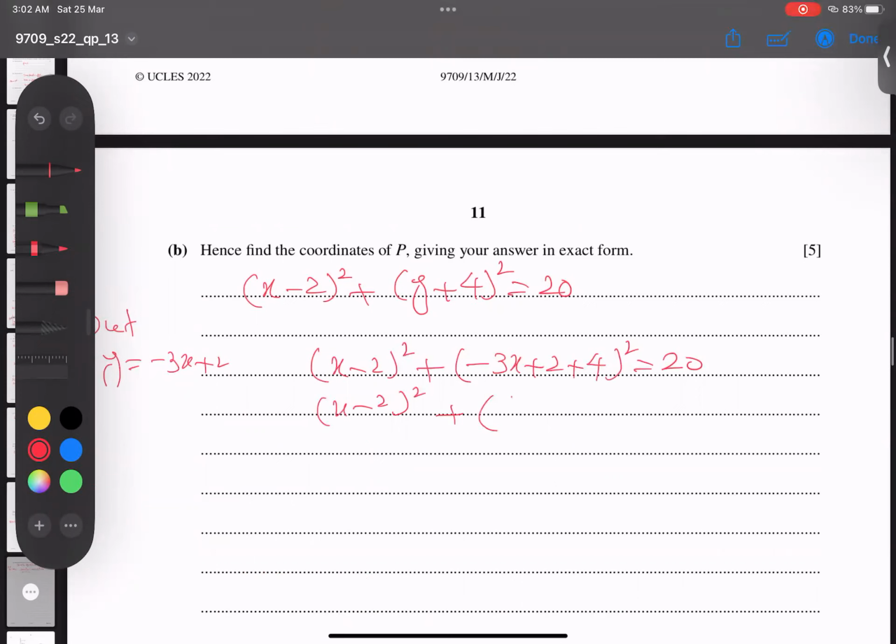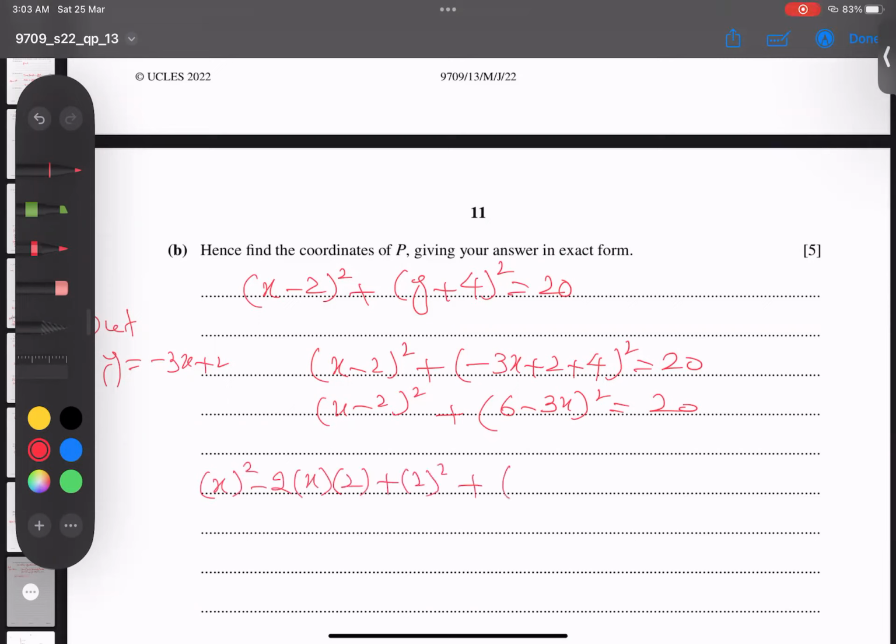I'm writing here (6 minus 3x) to the power 2. Now I'm going to expand it and get the answer. Okay, so let's see how we can get it. Here I can apply the squaring identity. And what is the squaring identity? I'll do it one time for you to save my time: first term square, minus 2 into first term into second term, plus second term square.